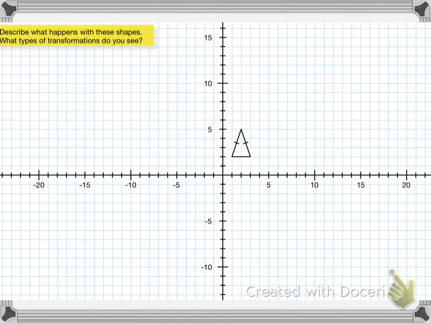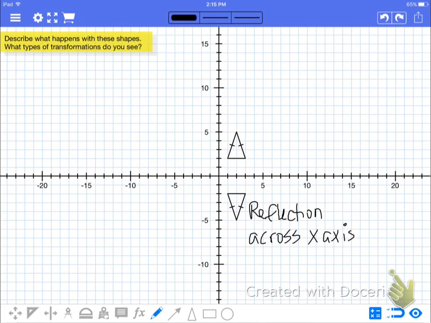Describe what happens with these shapes. What types of transformations do you see? So my original is this little triangle right here. And watch what happens. That is the reflection of that little triangle across the x-axis. So my original triangle was here, and my reflection is here.